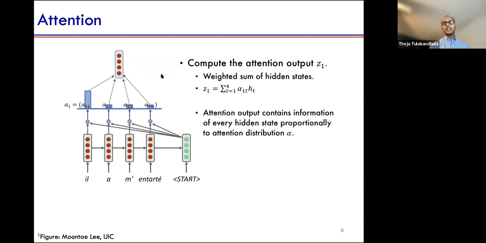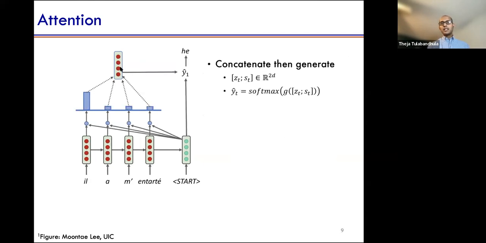So what do we do with the Z vector that we produce? We're going to use that and the current hidden vector together to produce these output scores from which we can produce the first word.